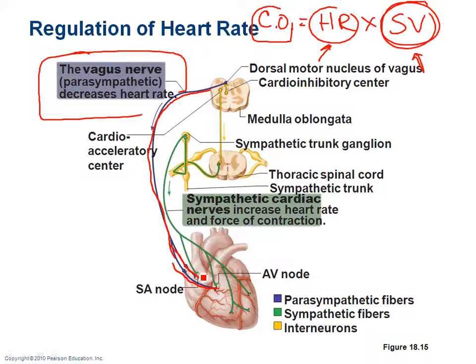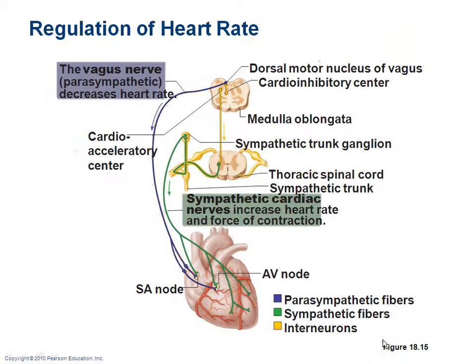Remember, the parasympathetic branch tends to decrease your heart rate, so it does that by causing the SA node and the AV node to depolarize less frequently. That slows down your heart rate, the number of heartbeats that you'll have within 1 minute.